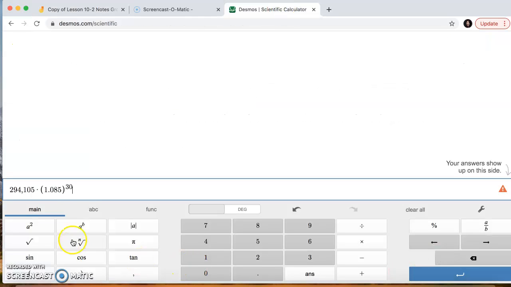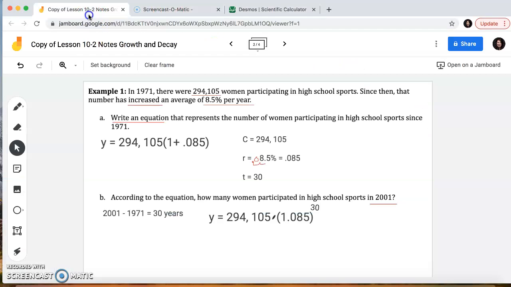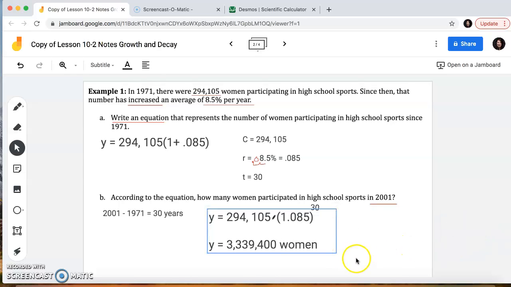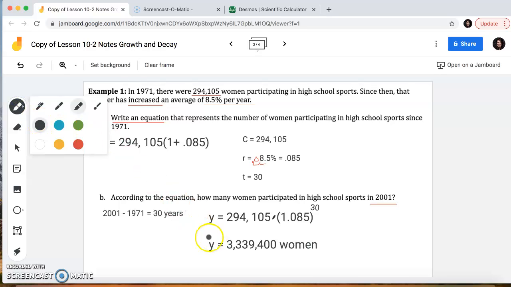And the answer that we are going to get, oh, I put a comma. I didn't need the comma. That's why. The answer is 3,339,339.5. So I'm going to round this up to 3,339,400. So 3,339,400 women were participating in high school sports in 2001. So that is our answer right here.